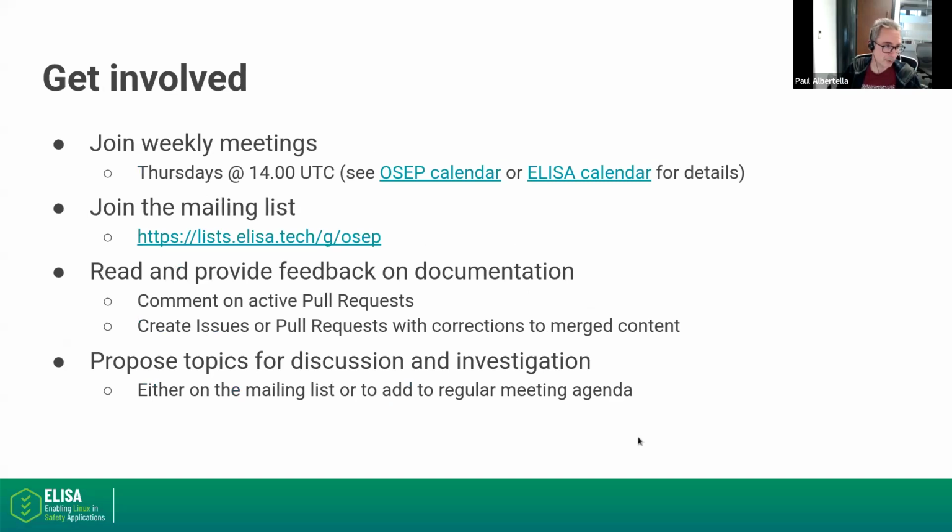And how can you get involved? Well, we have meetings most weeks on a Thursday at 2 p.m. UK time. There's the OSEP calendar and the ELISA calendar that you can check for details of how to join that. You can also join the mailing list and write your suggestions or your questions there, and we'll be happy to engage with those. And also you can see our regular meetings posted there.